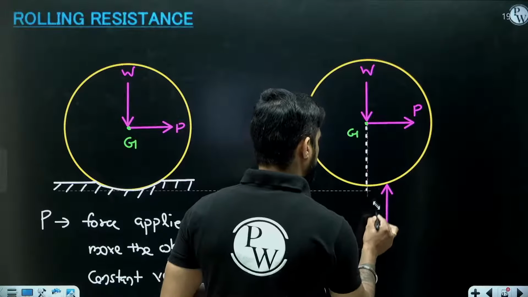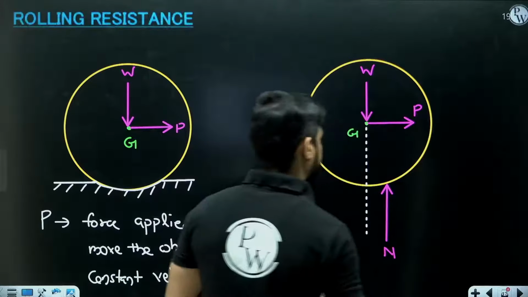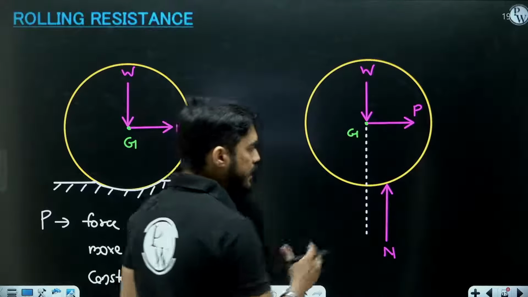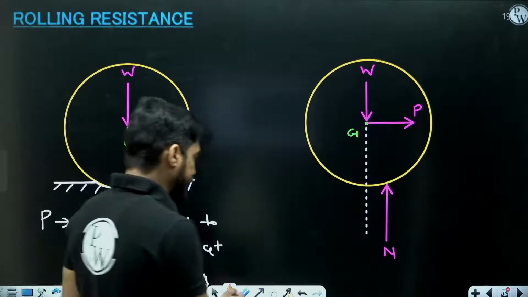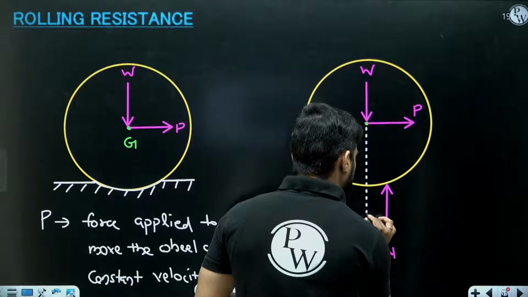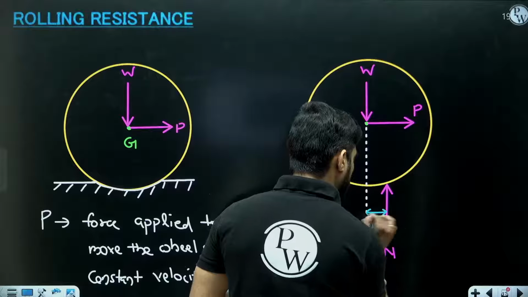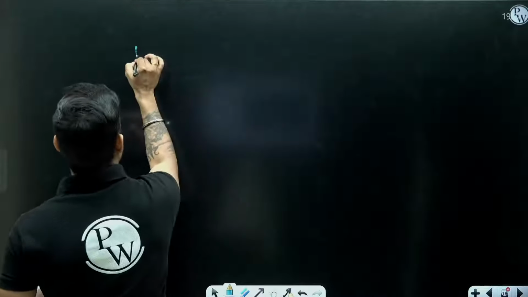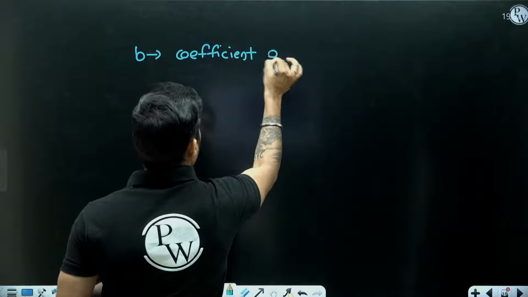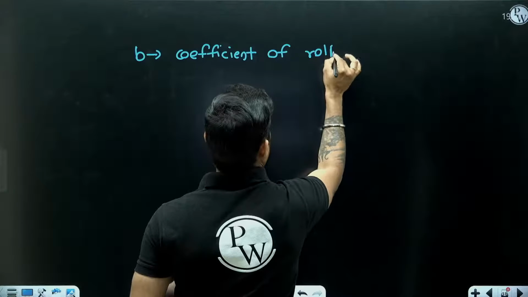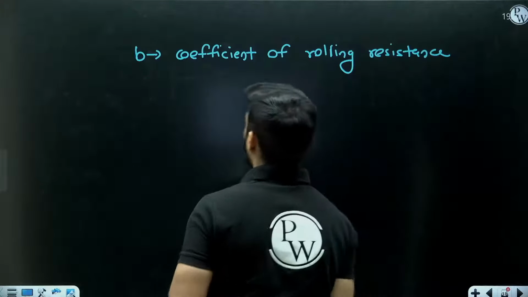Now understand this. Very beautiful concept, okay? This is the normal force N. Okay, it has shifted by a particular distance. The distance by which this force is shifted, let me consider it B. Now this B is known as coefficient of rolling resistance. Now you might be wondering, what is this?